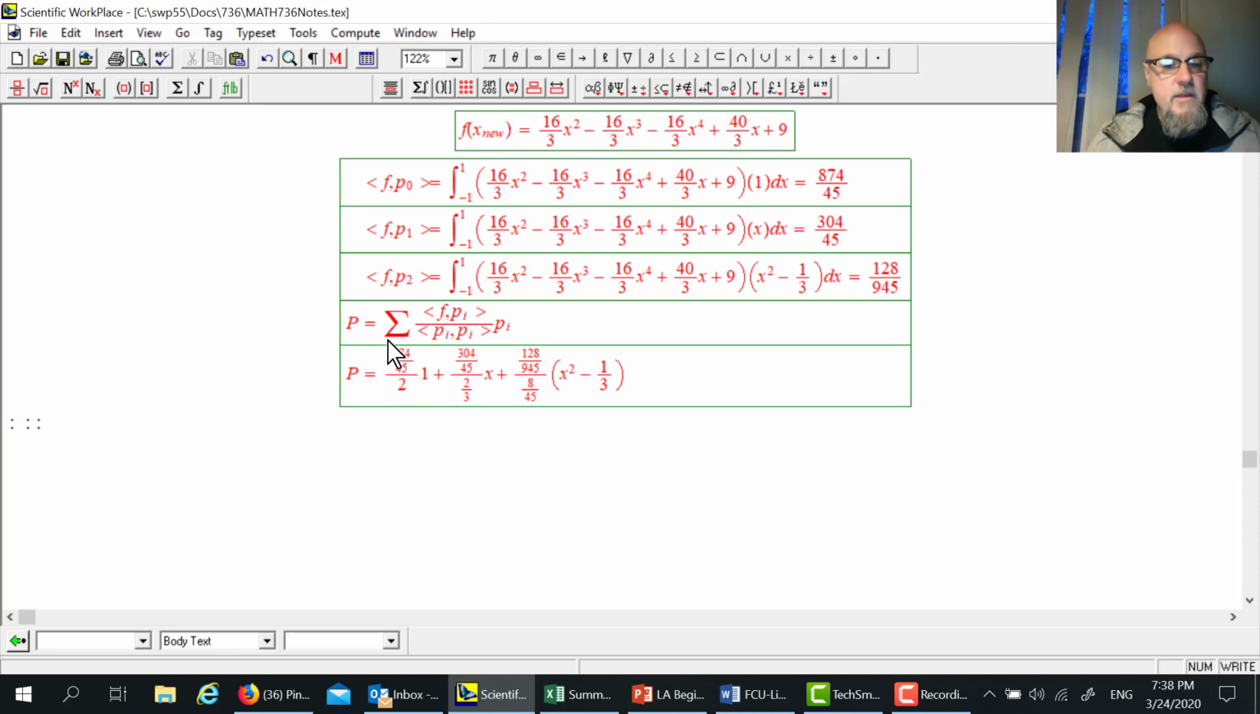So it's the inner product of our polynomial with the 0th order, divided by the 0th order with the 0th order, times the 0th order. Our polynomial with the 1st order, with 1st order, 1st order. Our polynomial with the 2nd order, 2nd order, 2nd order, 2nd order. Let's clean this up now.